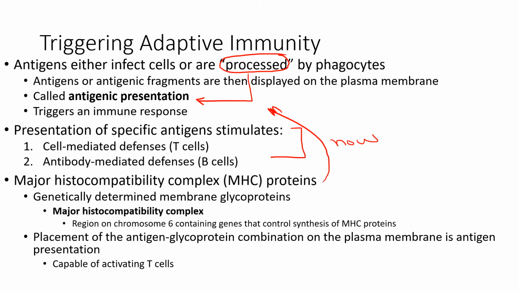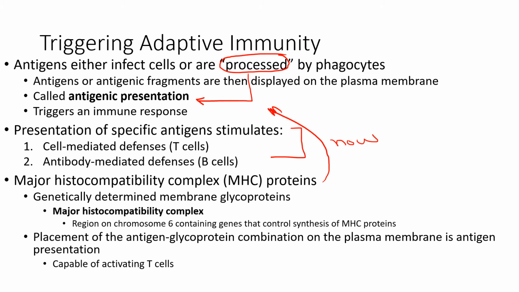So these major histocompatibility complex or MHC proteins are going to be genetically determined membrane glycoproteins. So that just means that they are proteins plus a carbohydrate. Not that that's super important, just know that it's glycoproteins. When it comes to these structures, we do have two types, and we will talk about those next.